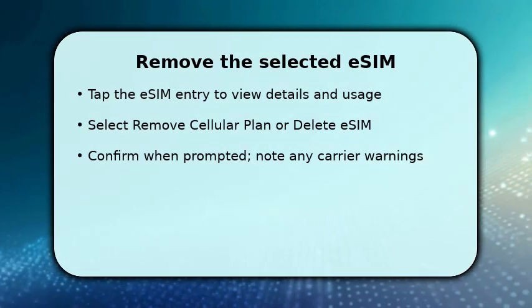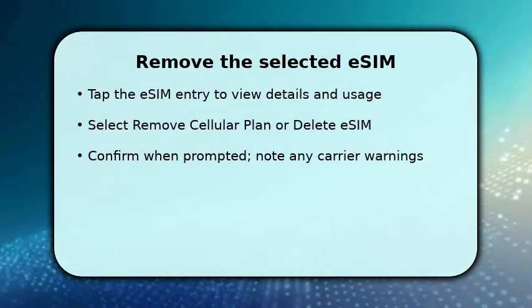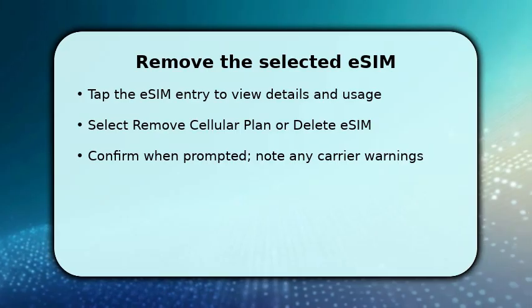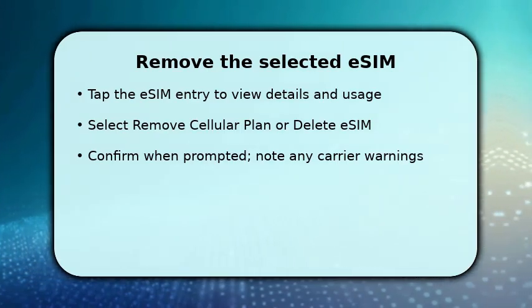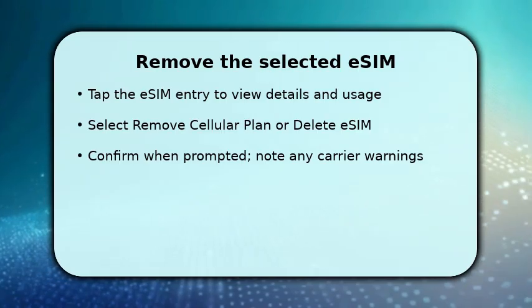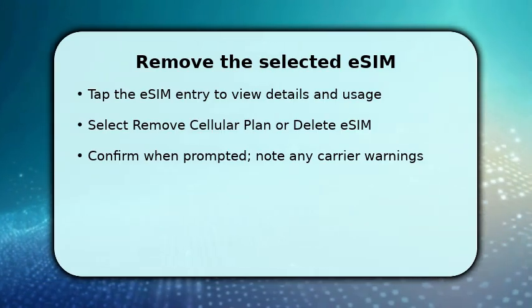You now remove the eSIM. Tap the chosen plan, then select Remove Cellular Plan or Delete eSIM from the menu. Read any carrier warnings. Some operators require account steps before full deactivation.